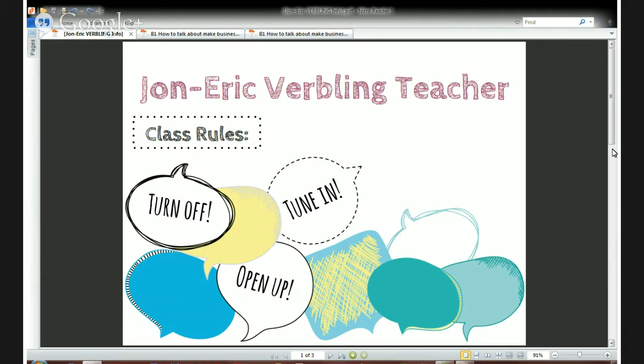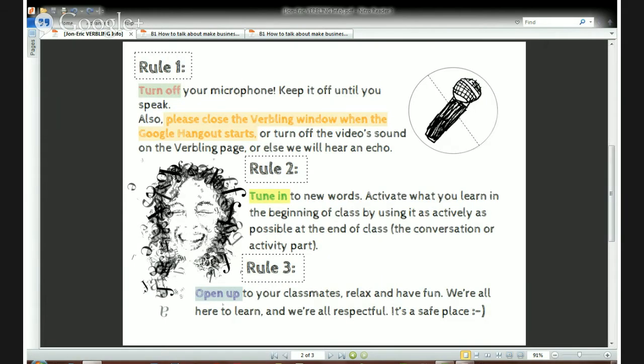When you're not speaking, please turn your microphone off so that we can keep the classroom as quiet as possible. Rule two, tune in to the new words that you're going to learn and use them as actively as you can throughout the class. And rule three, open up to your classmates. Just relax and have fun. We're all here to learn, and this is a safe and respectful place to practice your English. And that is enough of that.